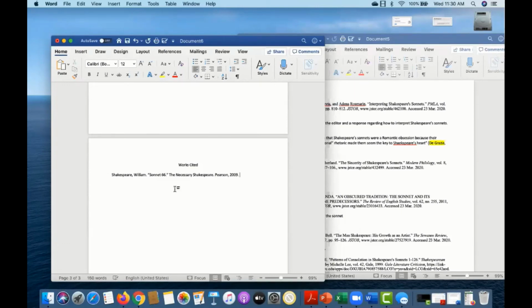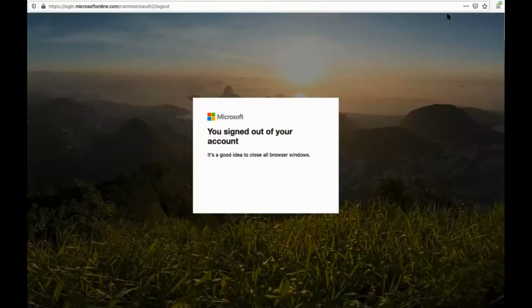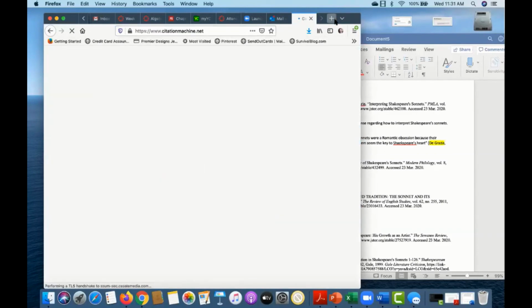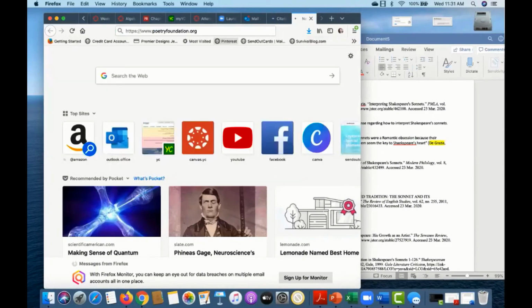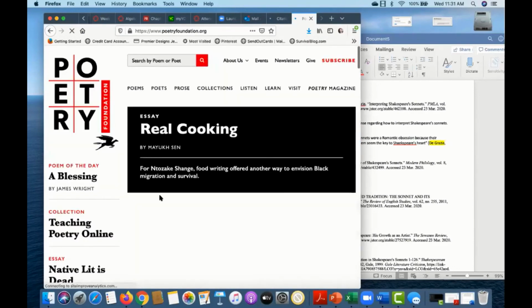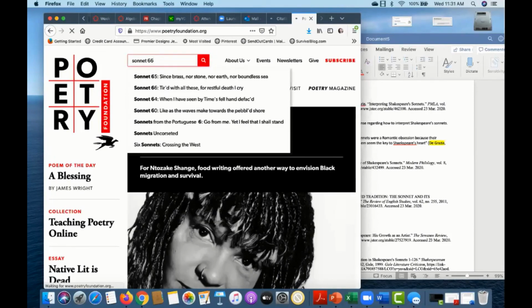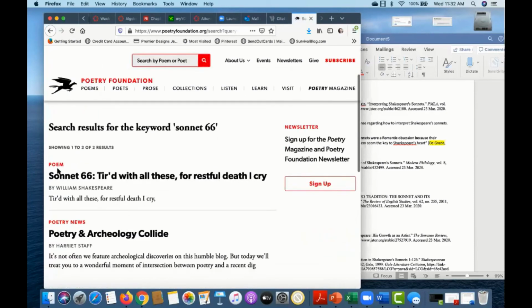Now, if you guys, let's see, I'm going to edit that. So for you guys, let me give you a little quick trick. Okay, your citation. So citationmachine.net. And then I think all of the poems were cited from the Poetry Foundation. So if you guys want to go there and find your poem. So I'm just going to look for Sonnet 66. And there it is. So if I click on that actual sonnet, we're going to see if Citation Machine will give us the correct citation.